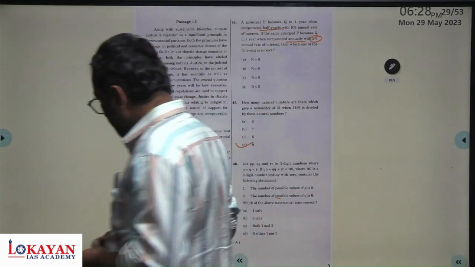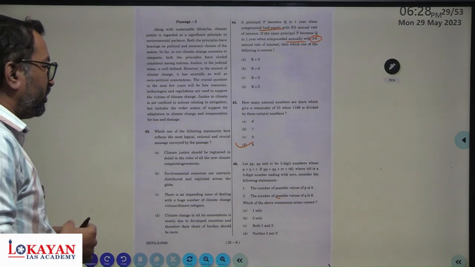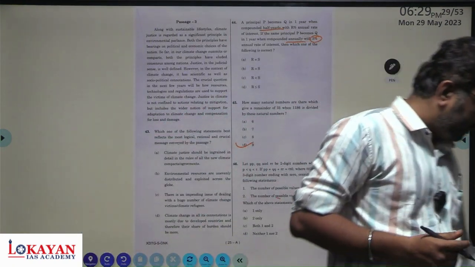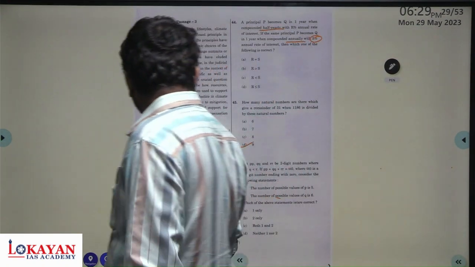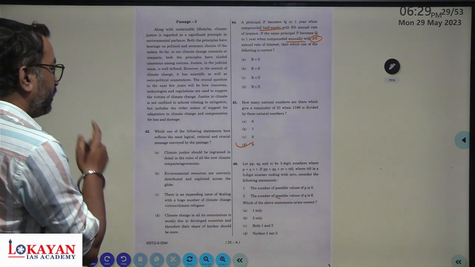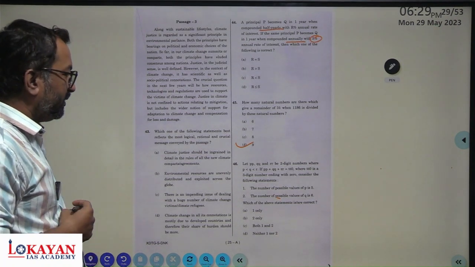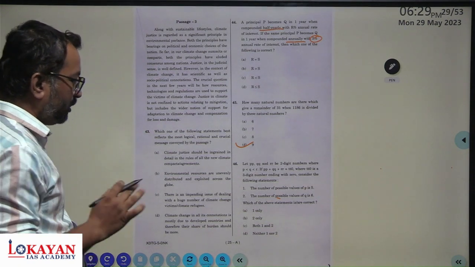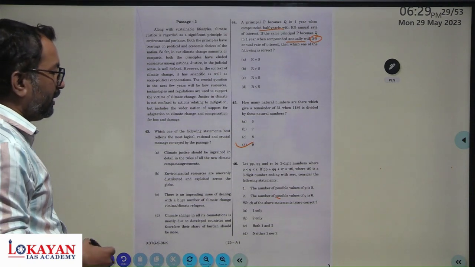Next question, question 46. Let PP, QQ and RR be 2-digit numbers where P is less than Q, Q is less than R. If PP plus QQ plus RR is equal to TT0, where TT0 is a 3-digit number ending with 0. Consider the following statements. The number of possible values of P is 5. The number of possible values of Q is 6.